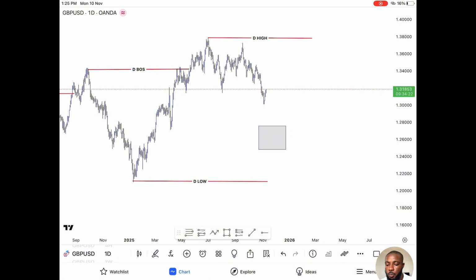Because if we want to wait for price to come to the discount area on the daily, it's going to take a very, very long time, and we want to be in the trade as many times as we can to be able to make profit. So now let's move to the 4-hour time frame.